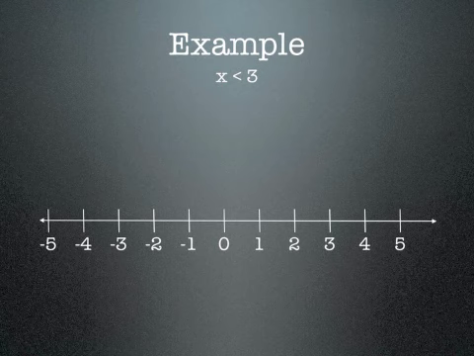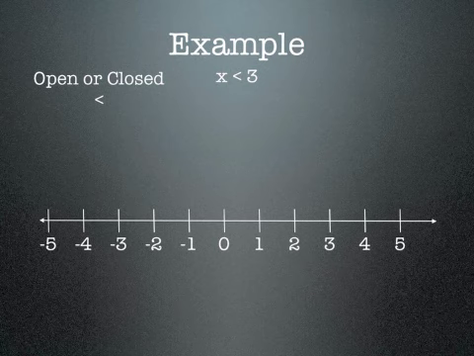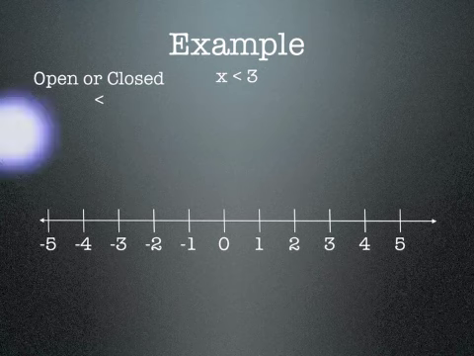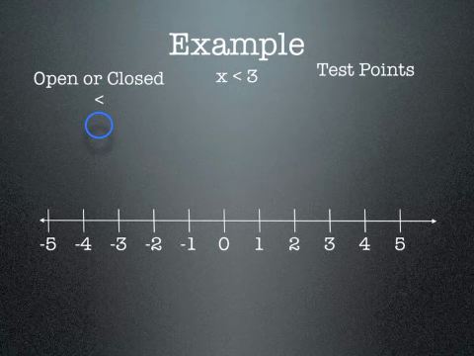Alright, so here's an example. X is less than 3. So first off, I have the less than symbol, so I know that I'm going to have an open circle because it doesn't have the equal to part. Next thing I need to do is pick some test points. So I need to pick a number smaller than 3 and a number greater than 3. So a number that's smaller than 3 is 0, and a number that's larger than 3 is 4.